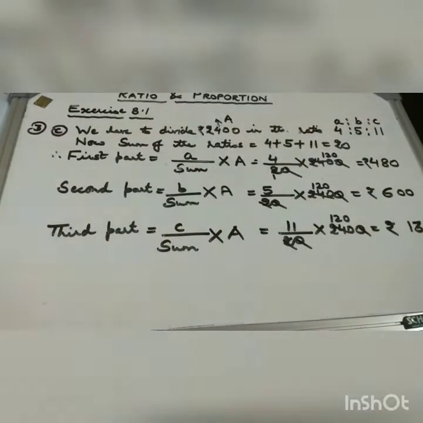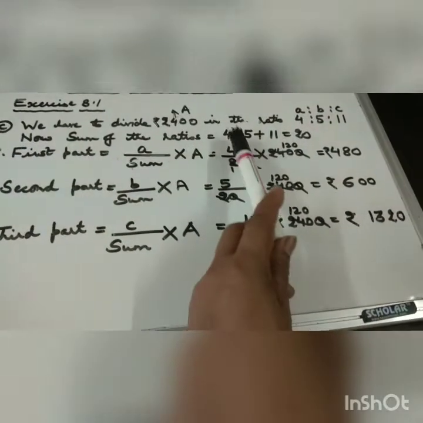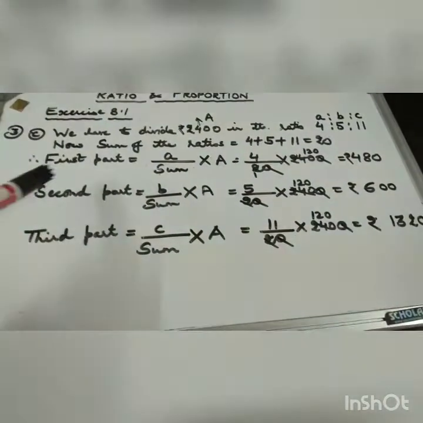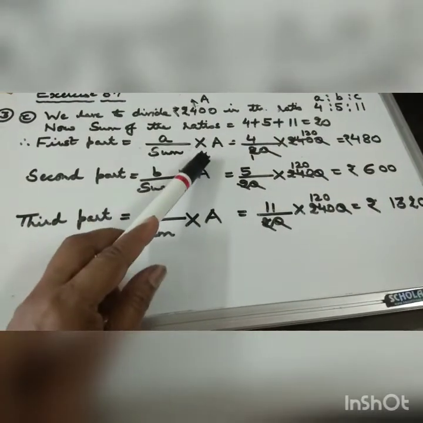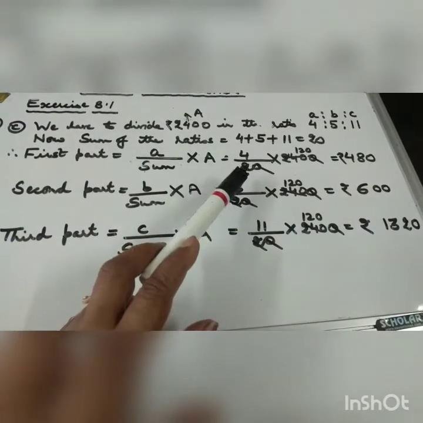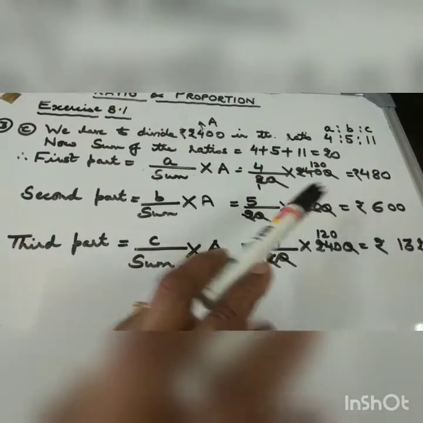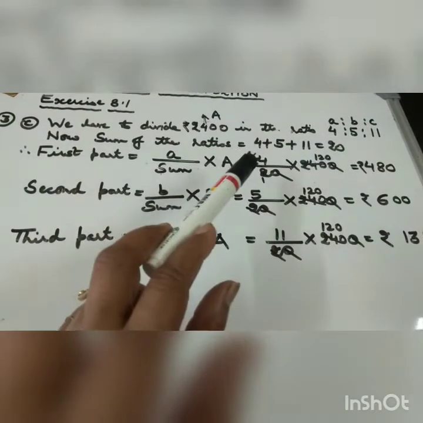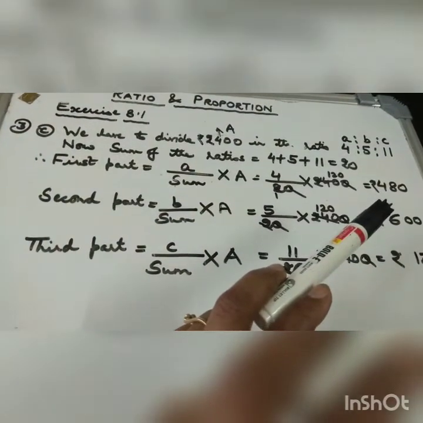Now, what is the first step? First step is add all the ratios. I have added 4 plus 5 plus 11 equals 20. Now, the first part is A upon sum of the ratio into the amount which is to be divided. So, A is 4 upon 20 into 2400. It becomes, 0 gets cancelled. 2 and 240 if you cancel, you will get 120. 120 into 4 becomes 480. Hence, the first part will be 480.